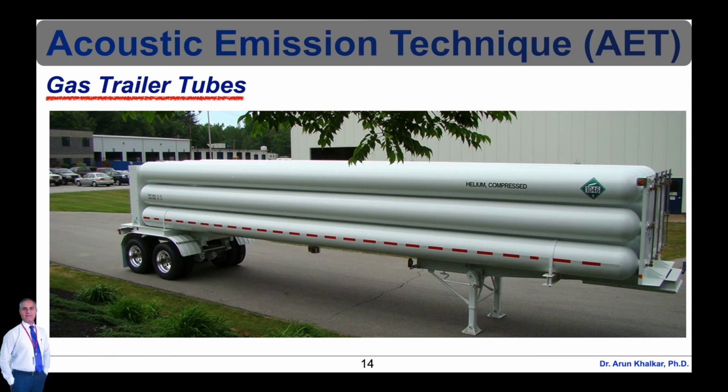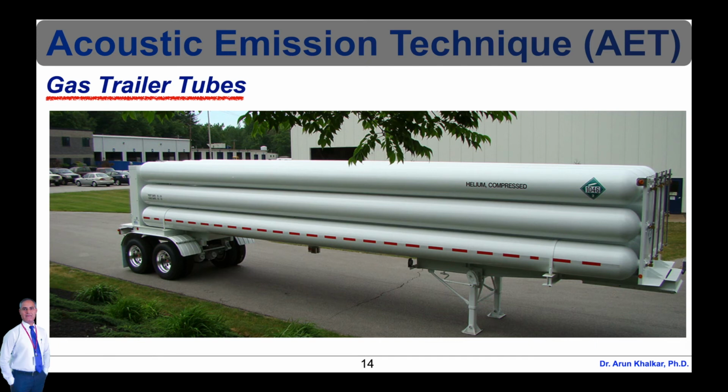A multi-channel acoustic system is used to detect and map source locations. Suspect locations are further evaluated using ultrasonic inspection, and when defects are confirmed, the tube is removed from use.